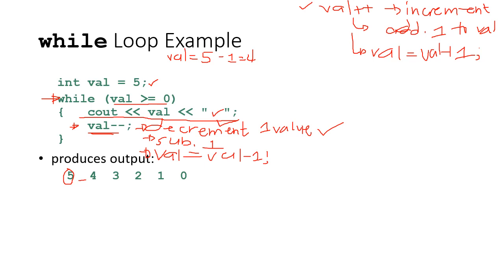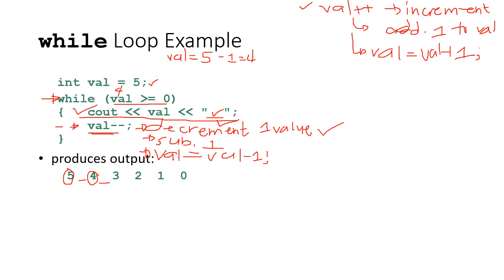Now, it will check the condition again. So is 4 or val greater than or equal to 0? That's true. If it's true, it will cout val, right? So it will display 4 because that's the current value of val, and then the space. You have the space here. So it will produce 4 and then space.